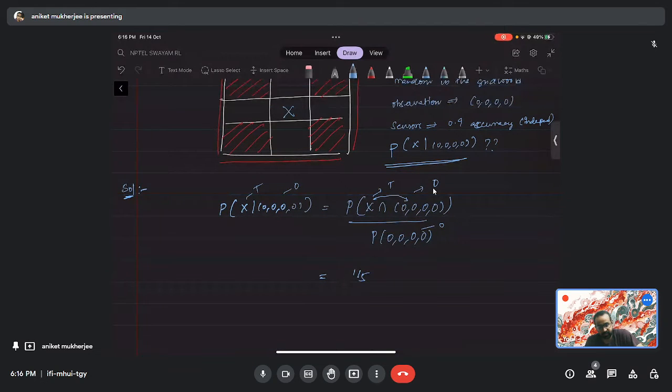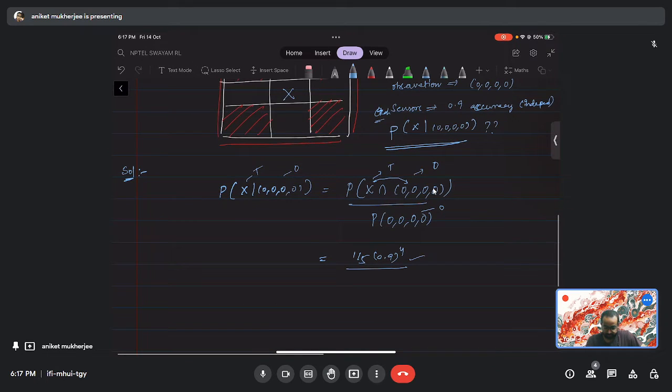There are 4 sensors. Each sensor, okay, so 4 times 0.9, but that doesn't make sense. No, 0.9 power 4. Each sensor is independent. Okay, right. Independence means you have to multiply. So 0.9 power 4. So this was the easy part. This is easy. Okay, so this is the difficult part.